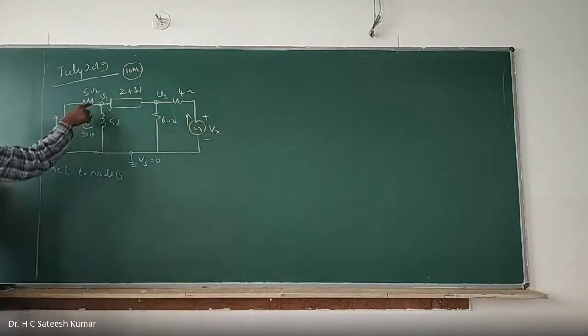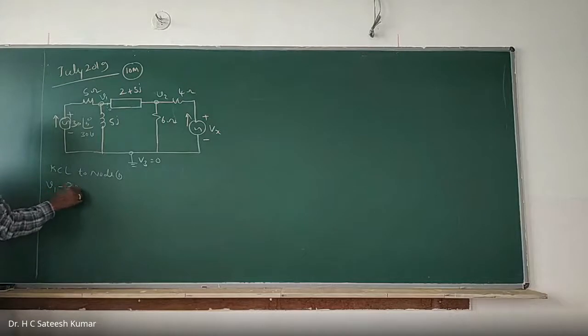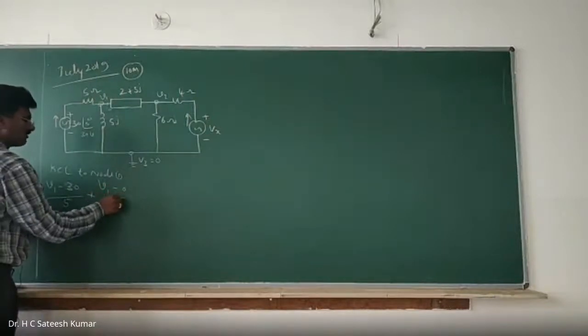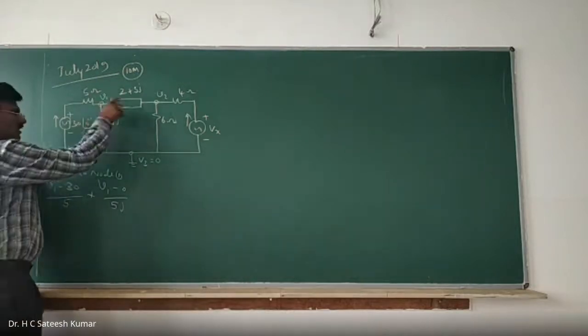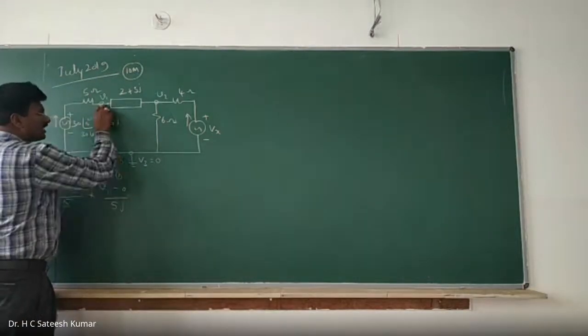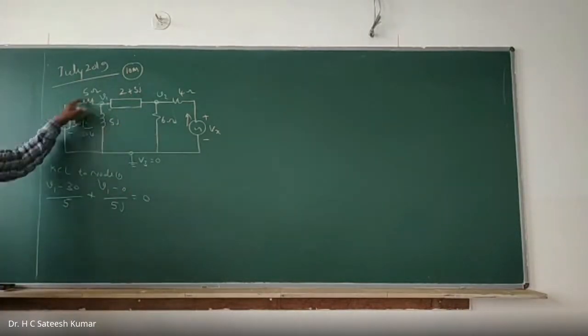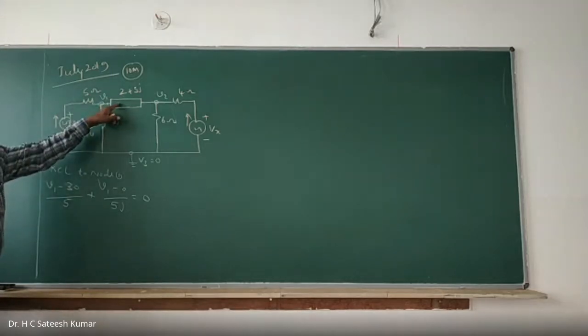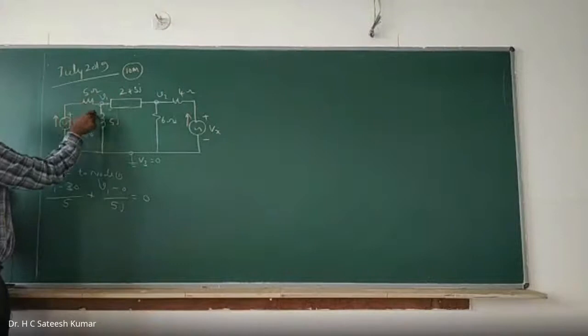Now what you should do is V1 minus 30 divided by 5 plus V1 minus 0 divided by 5J, and this is equal to 0. This is because the current flowing through the 2 plus 3J is 0. He himself has given that the current flowing through this one is 0. Therefore, this current plus this current is equal to 0.